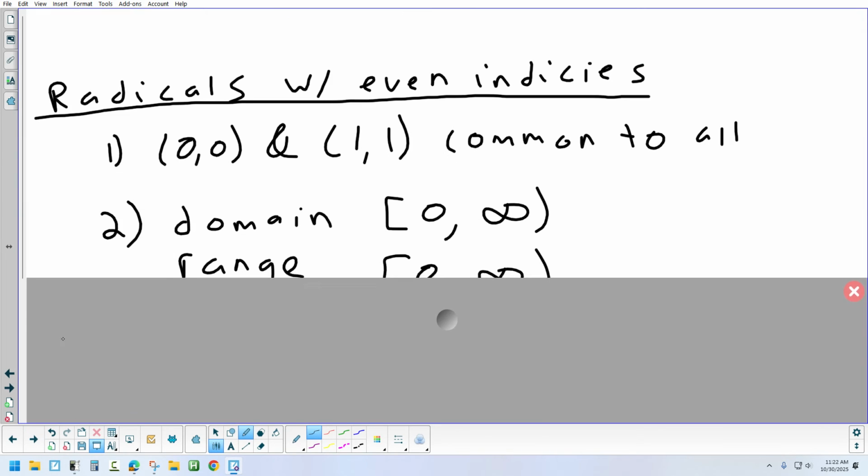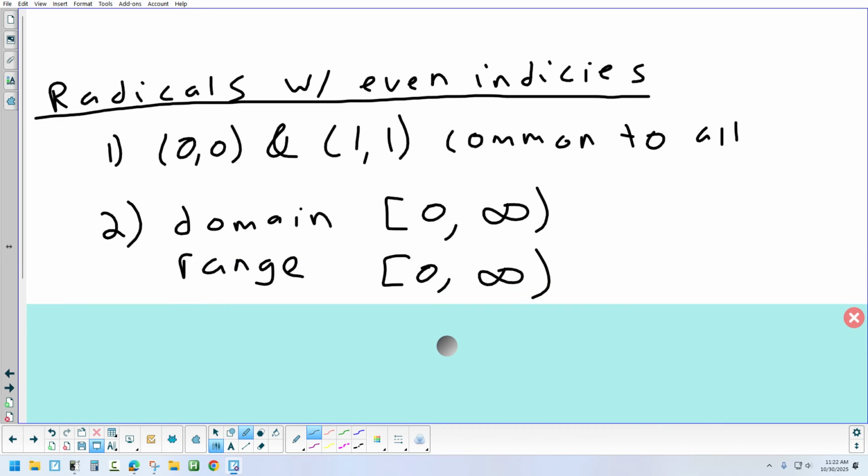So those are all important things to note about even roots. They all go through the points 0, 0 and 1, 1. Now, that's assuming you don't shift them. You can take a square root function and shift it up or down, just like anything else. If you shift it, then no, it won't necessarily go through the points 0, 0 and 1, 1. Or if you stretch it.